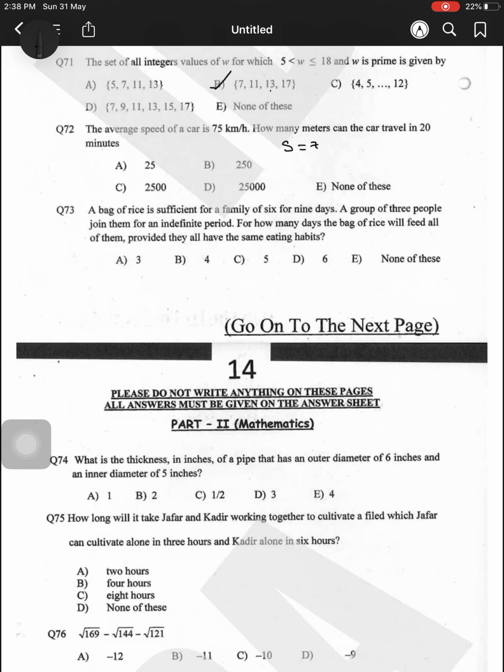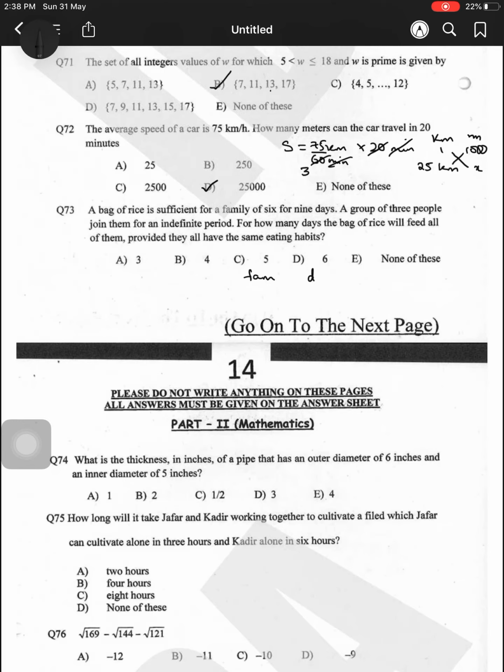Next question, he says that the average speed is 75 kilometers per hour. We know that 1 hour is equal to 60 minutes. So 60 minutes multiplied by how many meters can the car travel in 20 minutes? 20 minutes. We get 25 kilometers. Now he's talking about meters. 1 kilometer is equal to 1000 meters. Okay, so cross multiply this and you'll get 25,000, which is D.